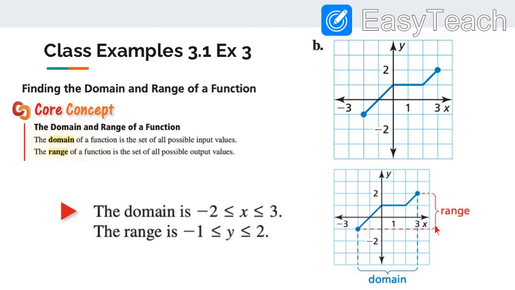The range starts at -1, it goes all the way up to 2, and because it could be any of the decimal or fraction numbers in between, it is also closed circles and less than or equal to's.